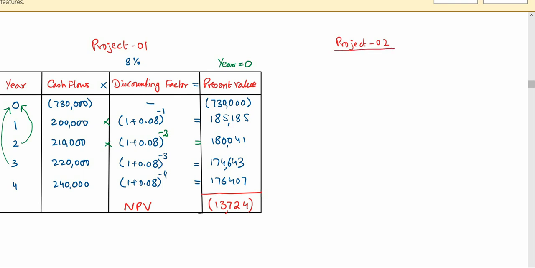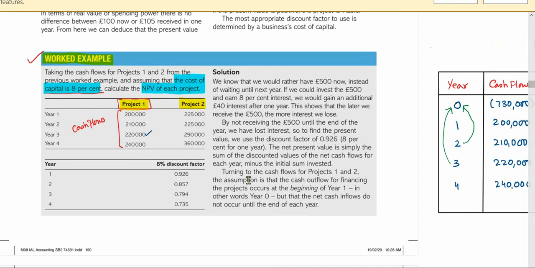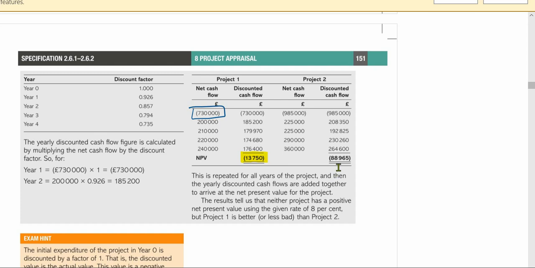Okay, so you have to perform the same procedure. Then your net present value will be 88965, but maybe the answer will be near to this amount, not exactly the same, because they are using the discounting factor in rounded form, but we are using the discounting factor in full form.